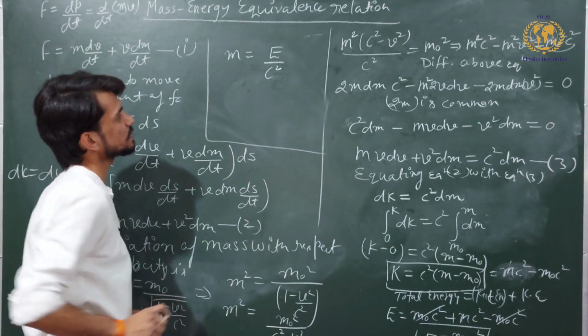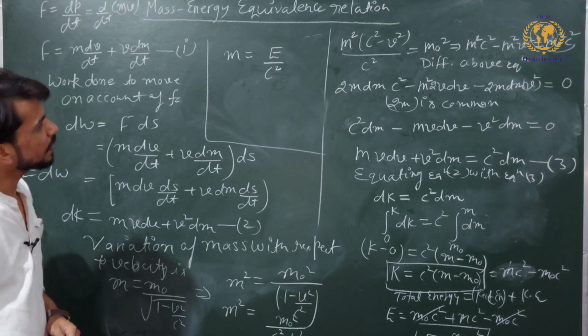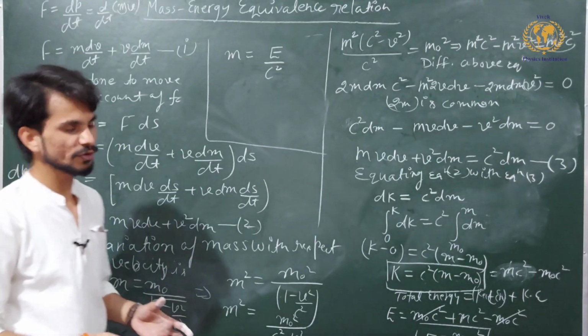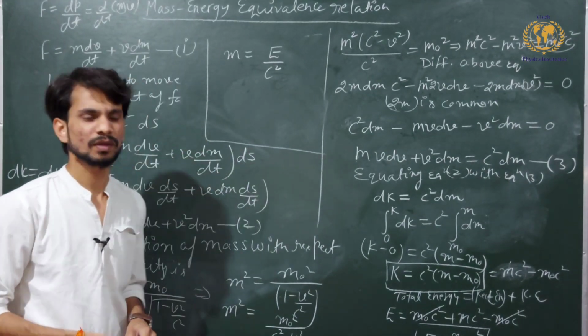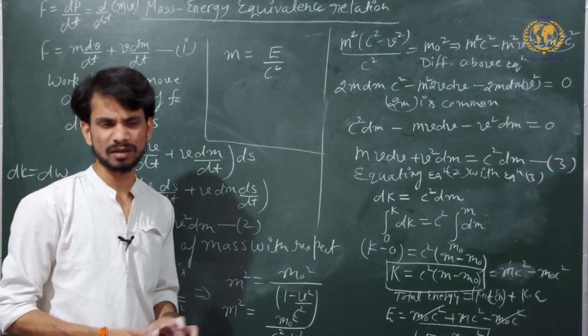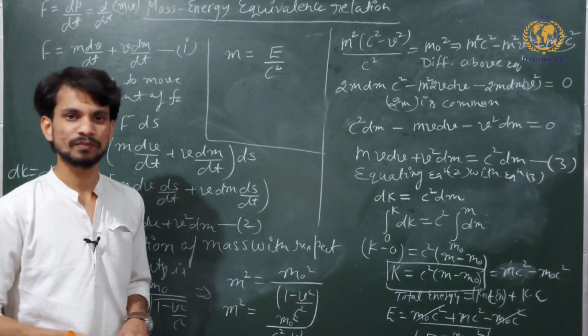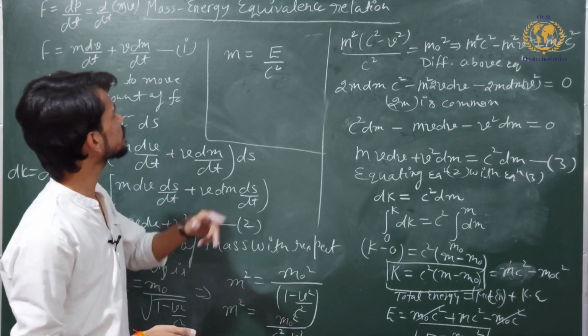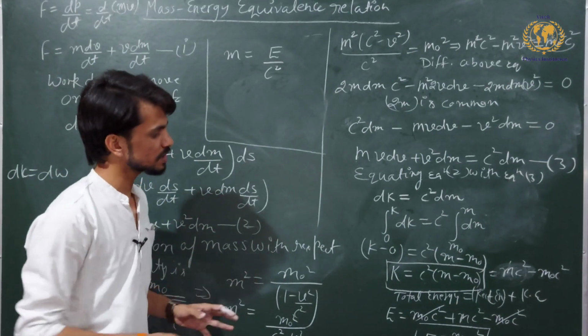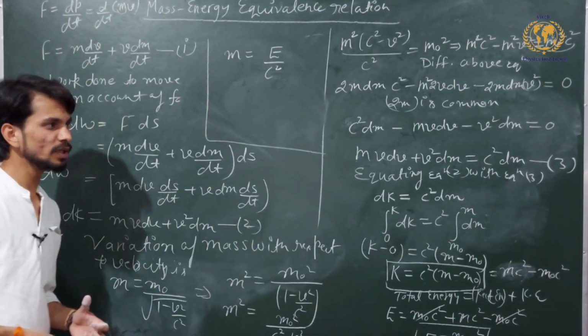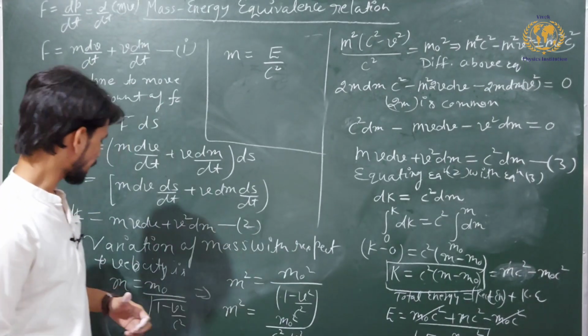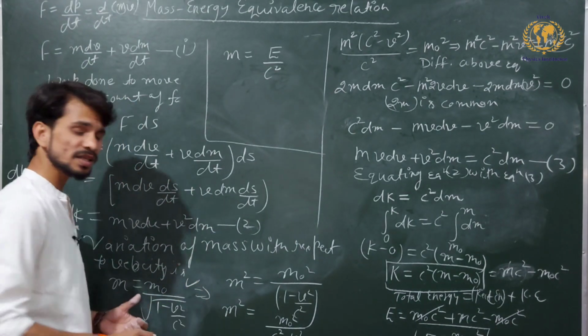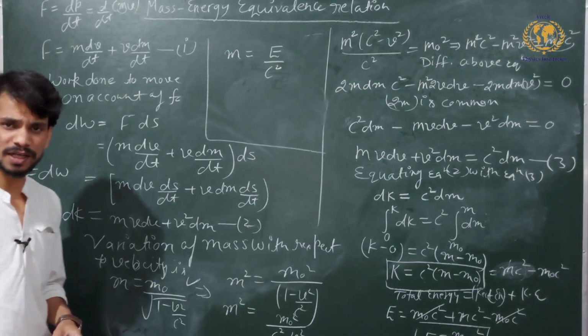Okay, so this is done. What our topic was: the approach of today's topic was the relativistic formula for the velocity, and the next one was the mass energy equivalence relation. So this is done. In the next video we will derive the complete factor, this one, the variation of the mass with respect to velocity.